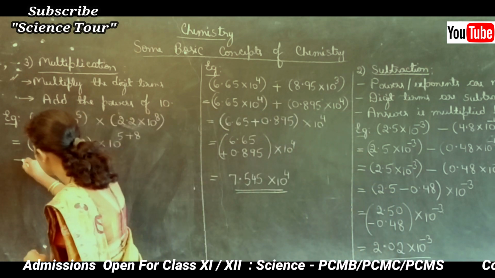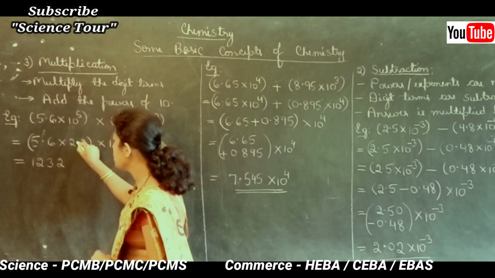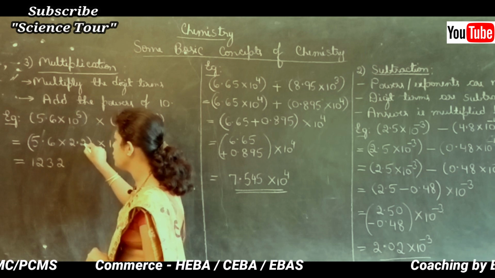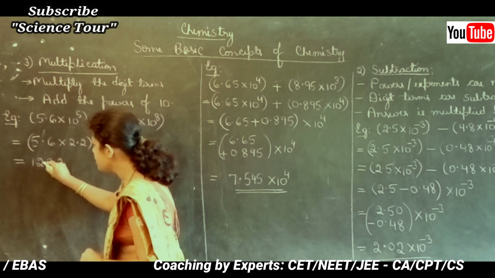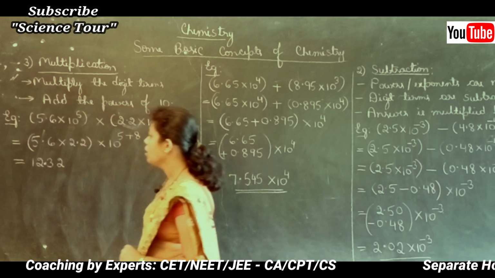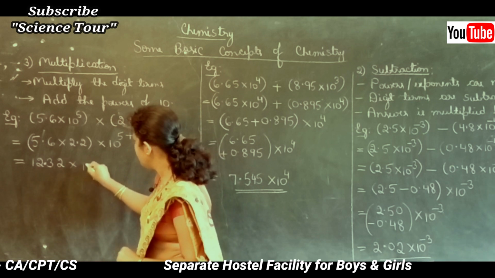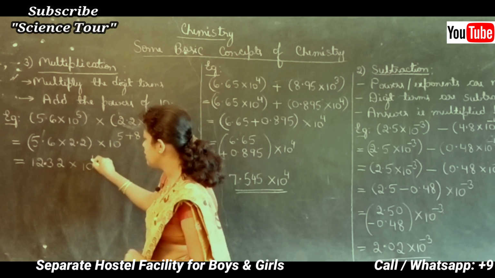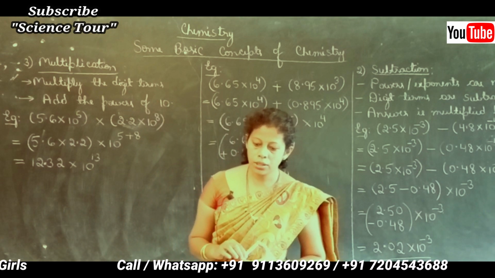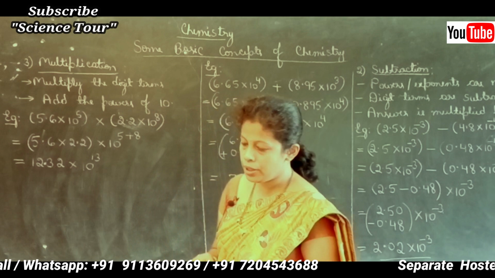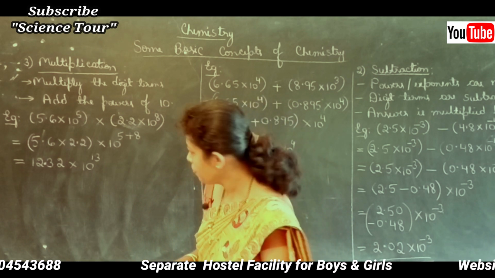The answer you get is 1232. Here there is a decimal point. After the decimal point you have one digit here, and here after the decimal point you have one digit. So 2 digits after the decimal point. The answer is 12.32 into 10 to the power 5 plus 8, which is 13. So the answer is 12.32 into 10 to the power 13.